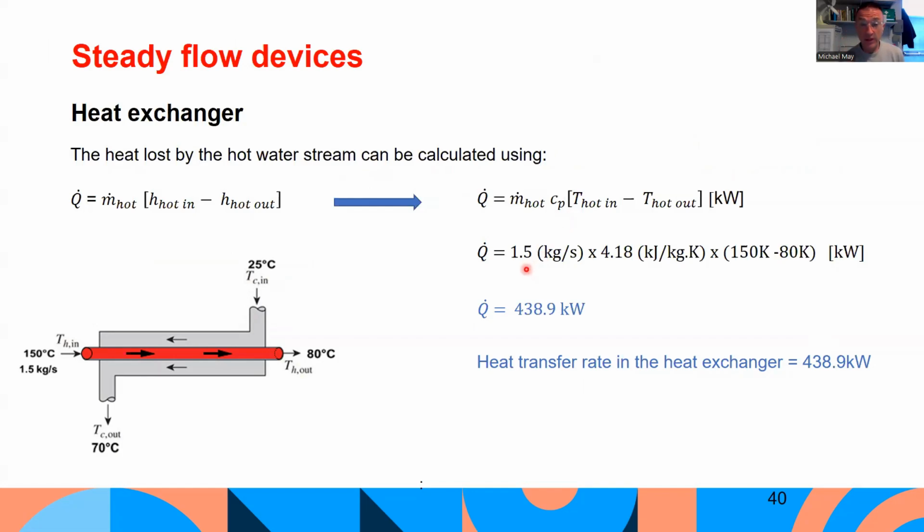So we have the mass flow rate of the hot water by the specific heat capacity for water in general, and then the temperature difference from the hot inlet to the hot outlet. And what we end up with is 438.9 kilowatts. So the heat transfer rate in the heat exchanger is 438.9 kilowatts.